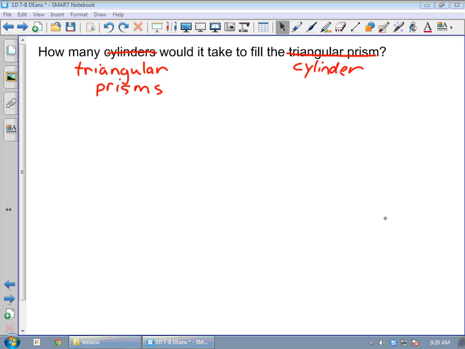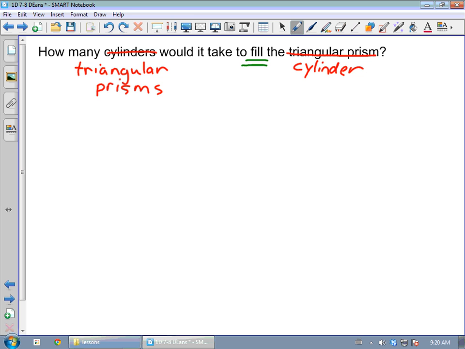So the last two questions we have to take a look at are applications involving volume. The first question, which I've edited to match the one that you have on the page, is how many of the triangular prisms would it take to fill the cylinder? The key word is filling up. Imagine we're taking the triangular prism, filling it with water, and pouring the water out of it into the cylinder. How many of these triangular prisms would it take to fill up that cylinder?